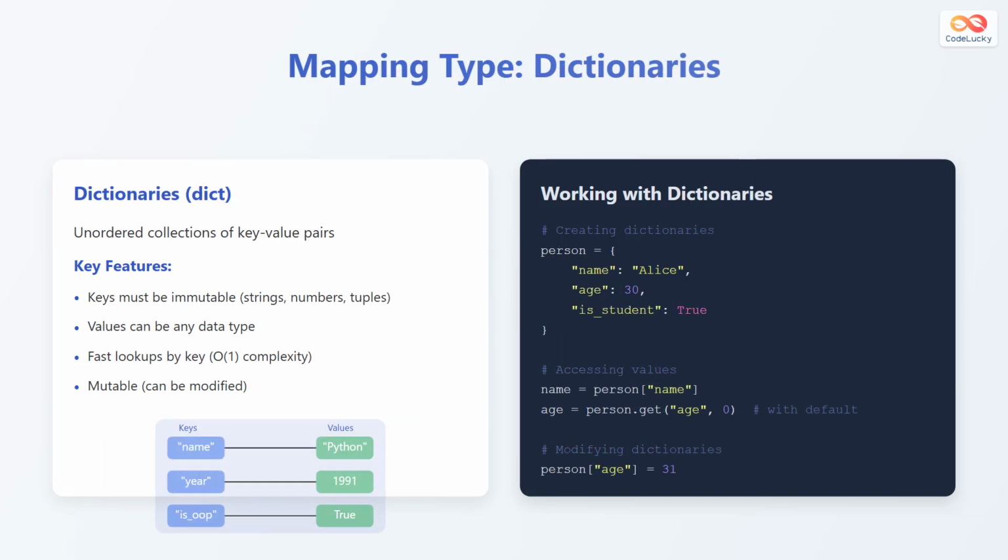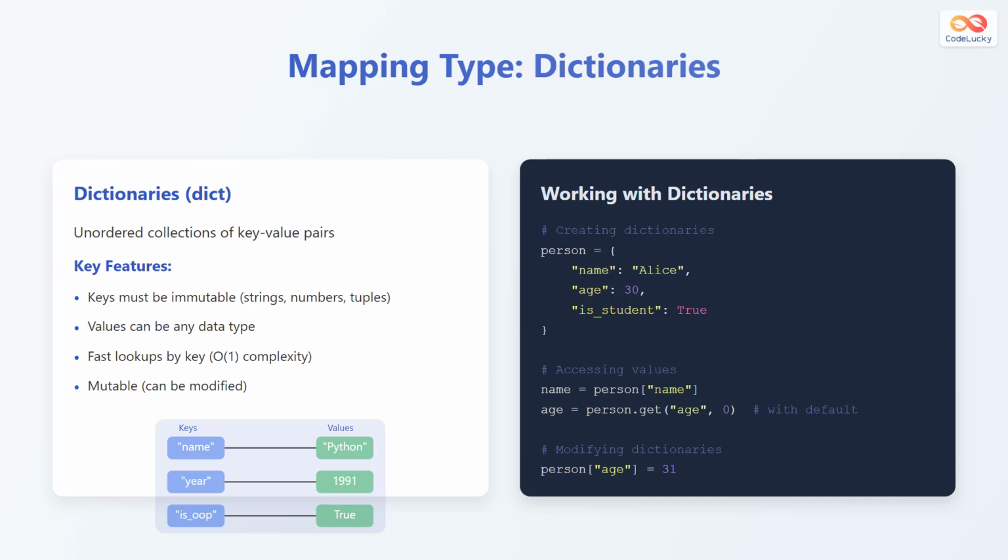Now let's explore dictionaries. Dictionaries, represented as dict, are unordered collections of key-value pairs. Dictionaries are incredibly useful for storing and retrieving data in a structured way. The keys in a dictionary must be immutable, meaning they can be strings, numbers, or tuples. The values, on the other hand, can be of any data type. Dictionaries offer fast lookups by key, with an average time complexity of O(1). Dictionaries are mutable, meaning you can modify them by adding, removing, or changing key-value pairs.